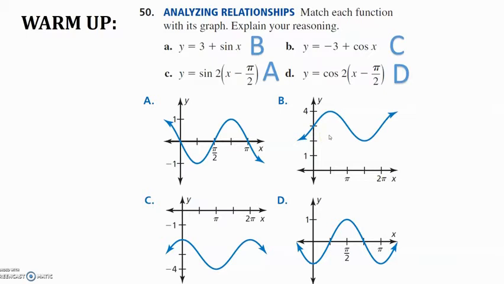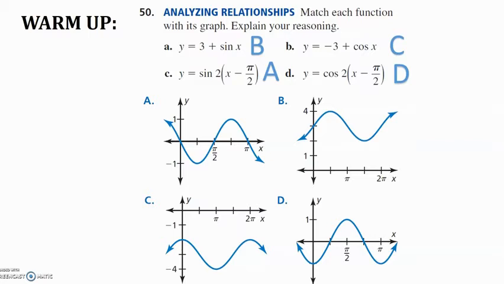So the only transformation that's going on here is we shifted up our graph by 3 units. So automatically you should be thinking, okay, what graph has gone up 3 units? And that should be letter B. And you know a sine graph starts and ends at an intercept, so that perfectly resonates with that one.